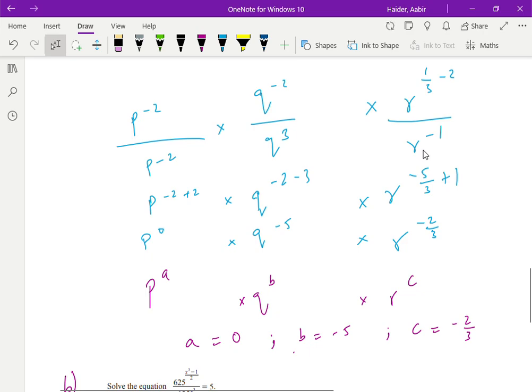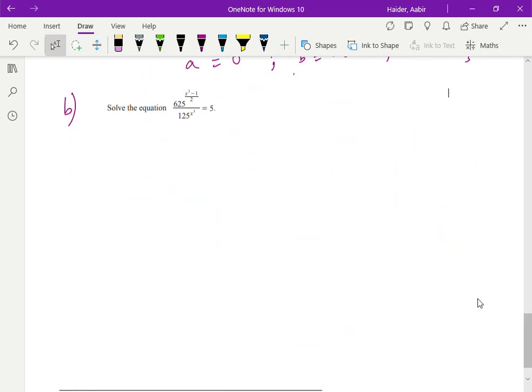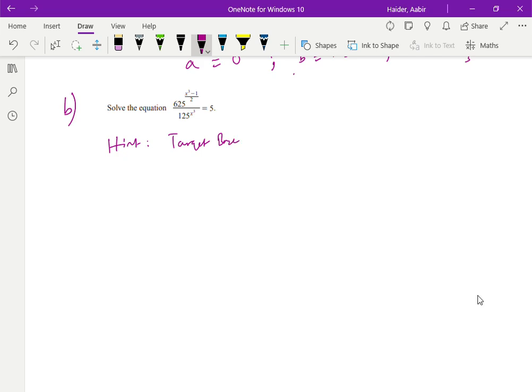Let's see another one in the weighting. This question here is talking about an equation. This is basically an equation, right? My hint here would be to think of a target base. I always talk about target base in these questions of indices. So that should be 5.